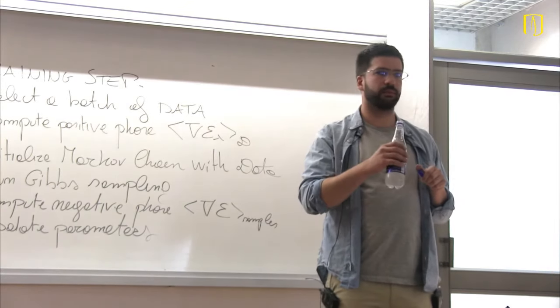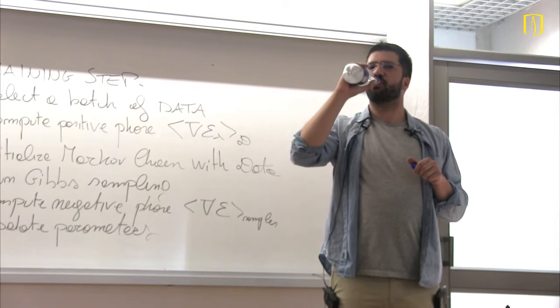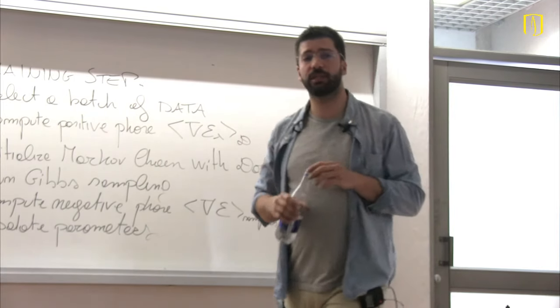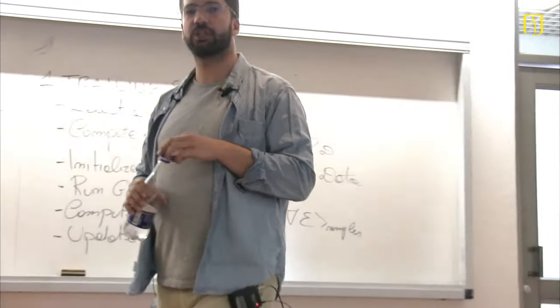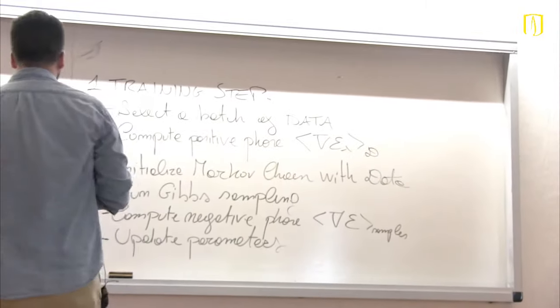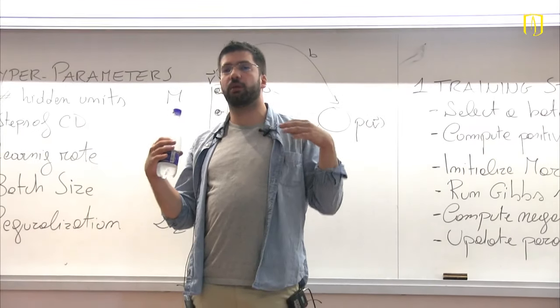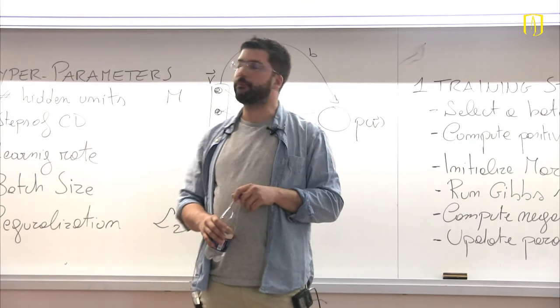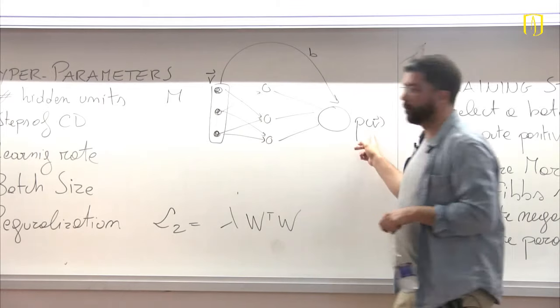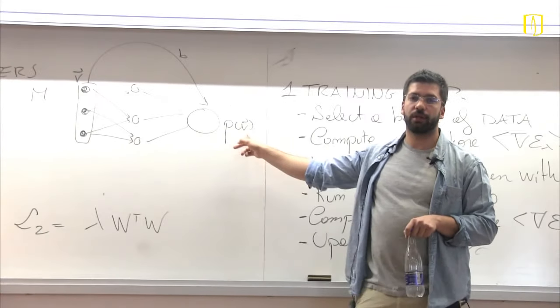Okay. What is the advantage of Gibbs sampling? The advantage is that essentially you can sample all your visible units in one step. So say you have this, right? And you want to sample from this distribution.